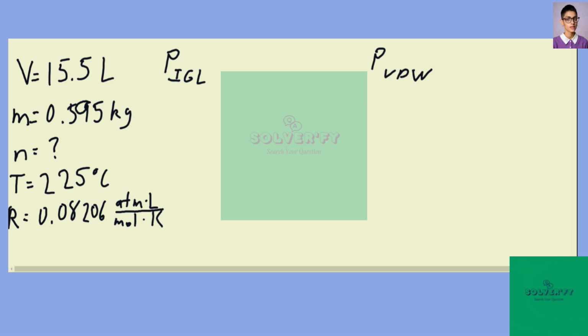So, first, we're asked to find it according to the ideal gas law. PV equals nRT. But we are told only the mass. So we need to find out how many moles there are. The way we can do that is first, we need to convert this to grams. So there should be 10 to the third grams per kilogram, which means we have 595 grams. I'll just erase this for now while we're figuring out the amount of moles.